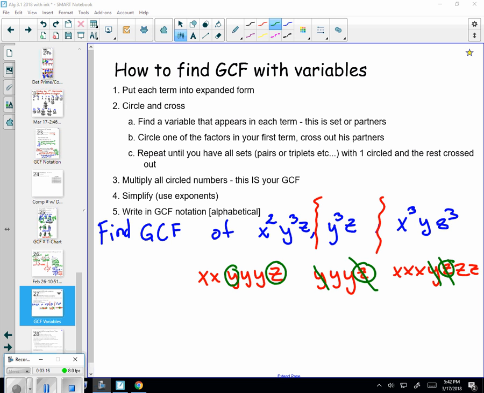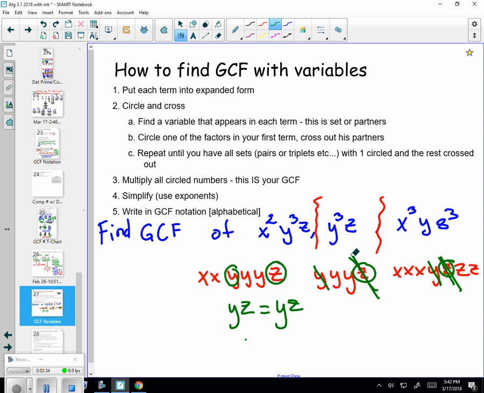Your circle and cross should look like this. If it helps you to circle all of them, great, but they should be crossed out. It's a common mistake not to. Now, what are your circled numbers? Y z. Simplified? It's just y z. There's only one of each.